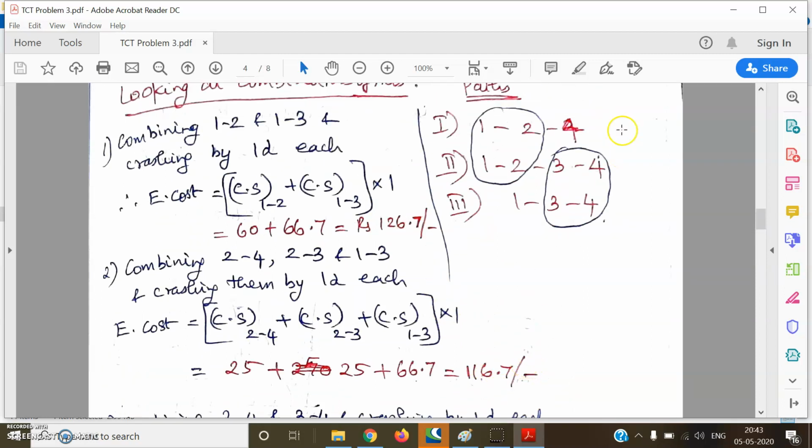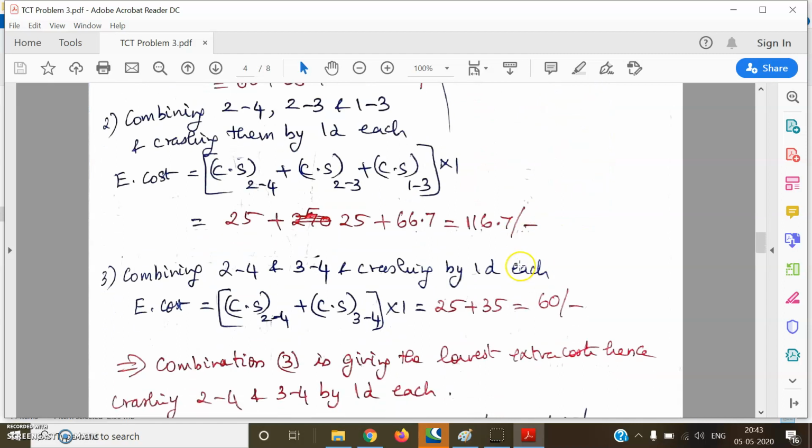Now, for the third combination, what are we going to do? We will take 2, 4 with 3, 4. 2, 4 is a unique activity along the first path, and 3, 4 is a common activity for the second and third. So 2, 4 and 3, 4 we will combine together and crash each by 1 day. That is the third combination. The extra cost is going to be cost slope of 2, 4 plus cost slope of 3, 4 into 1 day. So it comes out to be 60 rupees.